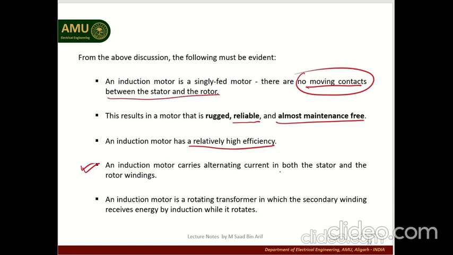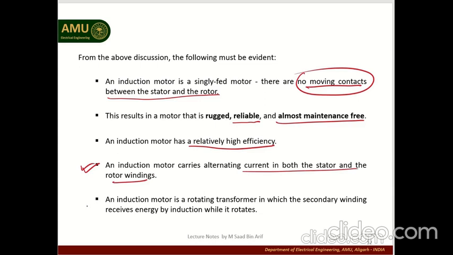Now, another difference between the previous motor and induction motor is that induction motor carries alternating current in both the stator and the rotor winding, whereas in case of DC motor, as you already studied, the direct current is fed in the field winding and alternating current is in the armature winding. Okay.